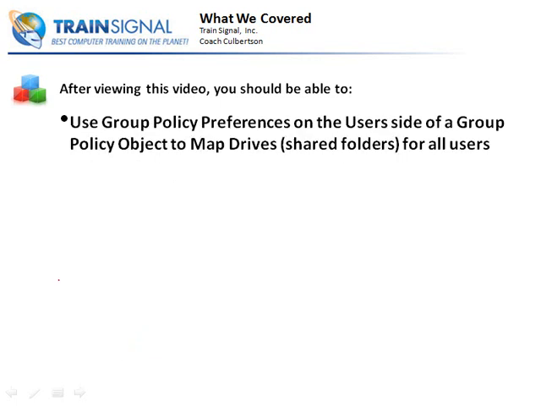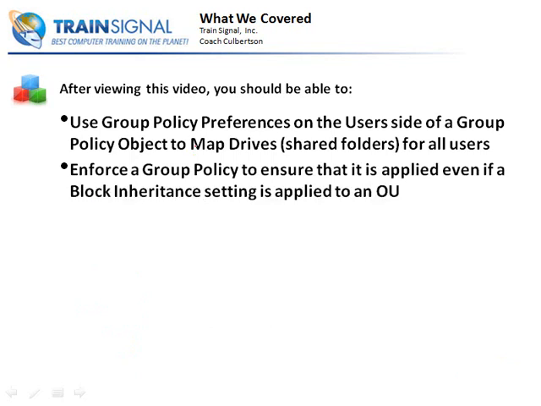Now, you should also be able to use group policy preferences on the user side of a group policy object to do the whole mapping drives, setting up those shortcuts to shared folders for all of your users. And you should also be able to enforce a group policy to ensure that it is applied even if block inheritance is applied to an organizational unit. And I showed you how to enforce. I showed you how to block inheritance. I showed you that if you enforce it, block inheritance doesn't matter, does it?